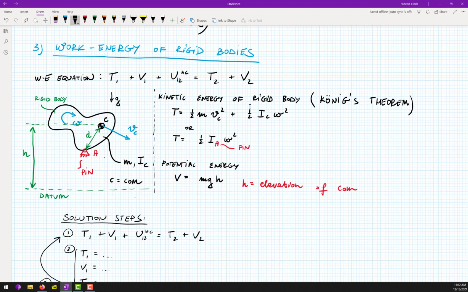However, if you locate a pin in the system, then you can use equivalent expression to calculate the kinetic energy of rigid body. You can calculate it via 1/2 IA omega squared, where A is a pin. And again, IA is equal to IC plus MD squared. This time, Trevor, even that the distance D is marked on the drawing. Yeah, this is parallel axis theorem.